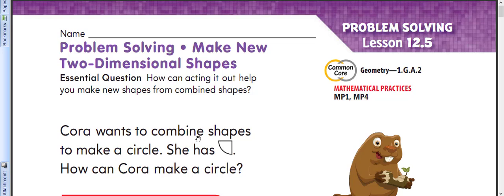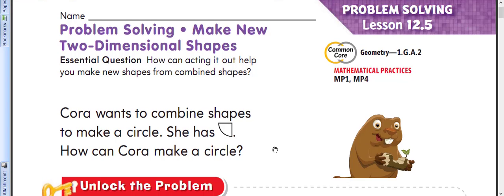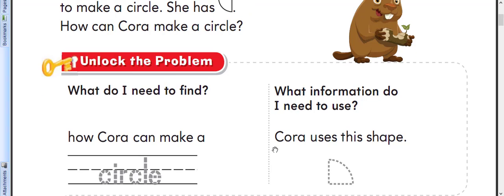Cora wants to combine shapes to make a circle. She has a quarter. How can Cora make a circle? Let's think together.